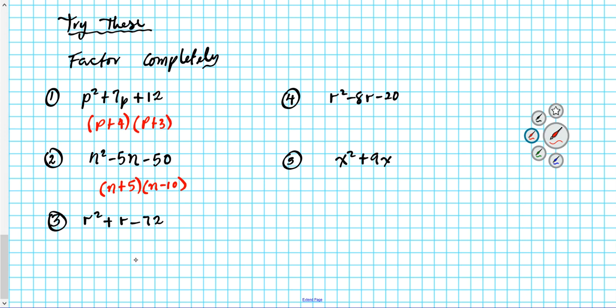Number 3, the factored state is r plus 9 times r minus 8. For number 4, the factored state is r minus 10 times r plus 2. And then for the last one, it's x times x plus 9.